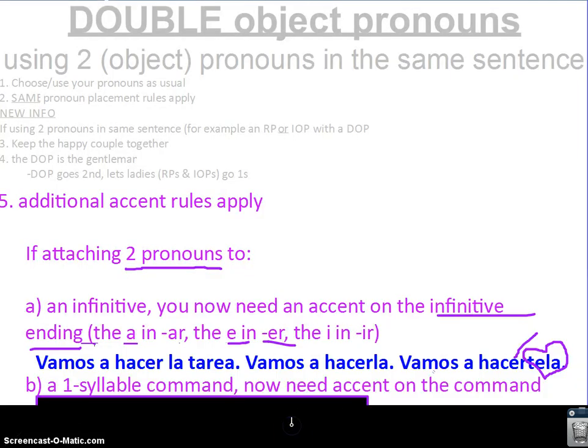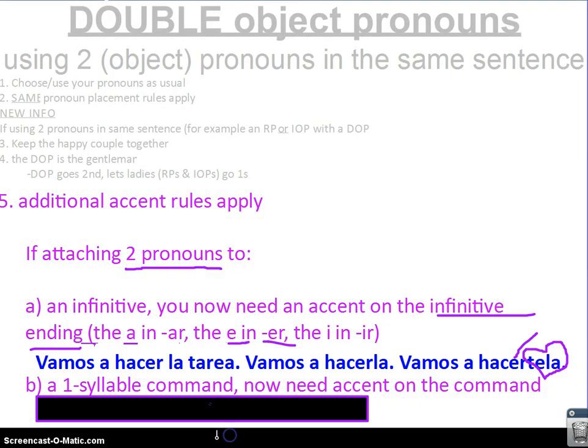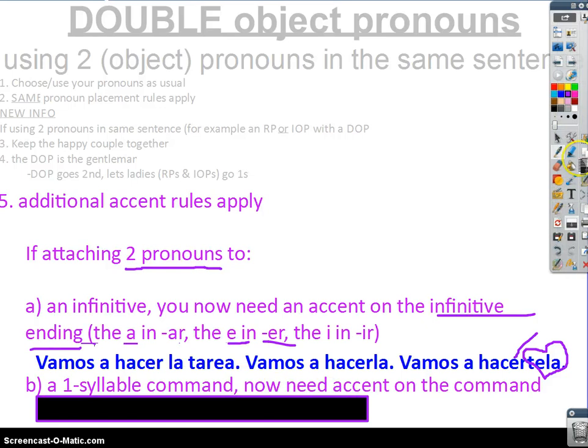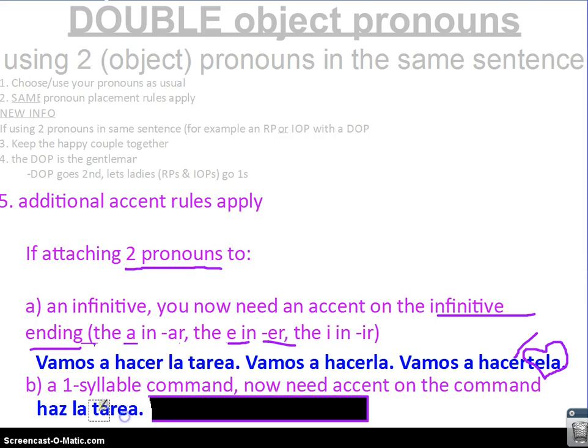Alright, and another rule, if you're attaching two pronouns to a one-syllable command, like those 8 irregulars, haz, ten, ven, pon, sal, sé, ve, di, you now need an accent on the command. Let me show you what that looks like. If I told you haz la tarea, I want you to do the homework. Or what's being done, the homework, so I'd replace it with la again.